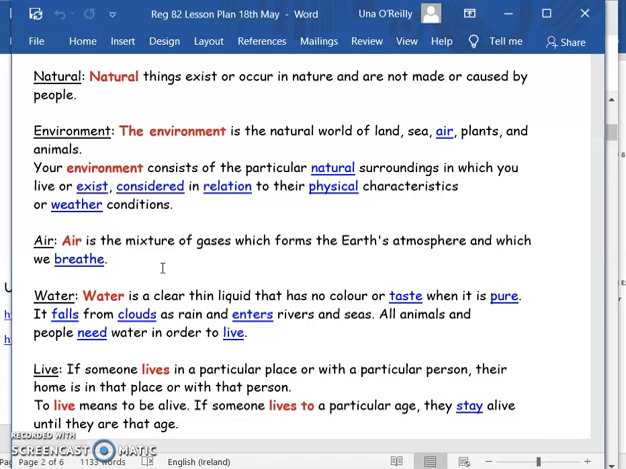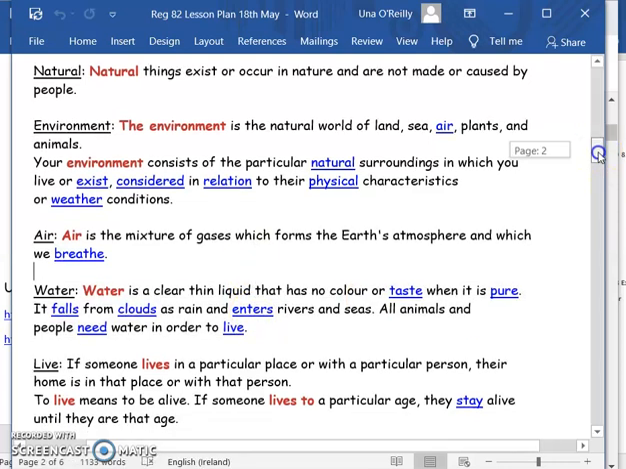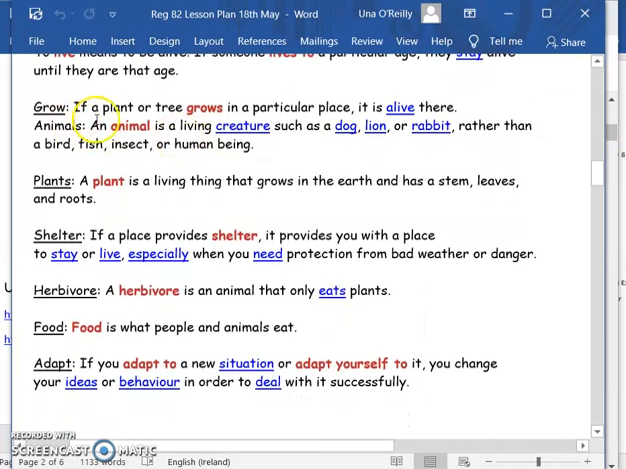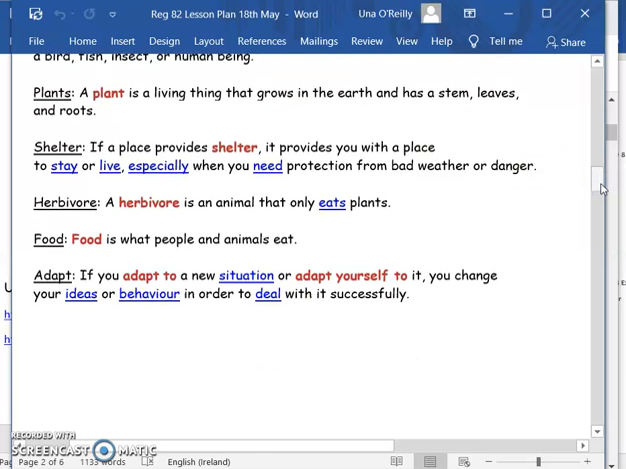So for the purposes of our class, the environment is the natural world of land, sea, air, plants, and animals. Okay, where we live. So you've got air, you've got water, you've got live. I'm just going to list the rest of them now and let you look them up yourself. Grow. If a plant or tree grows in a particular place, it is alive there. Okay. Plants, shelter. What does shelter mean? If a place provides shelter, it provides you with a place to stay or live, especially when you need protection from bad weather or danger. A herbivore. Okay. An animal that eats only plants.